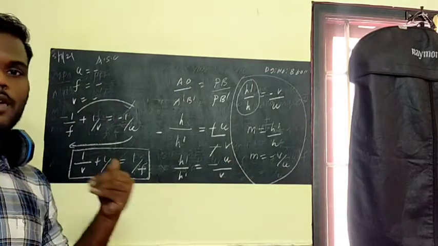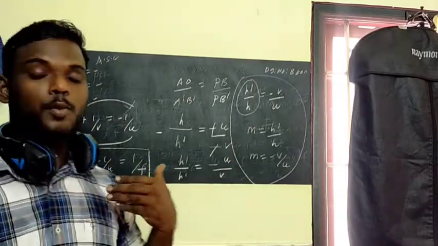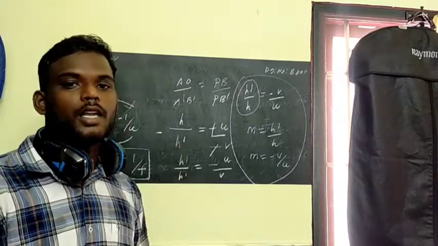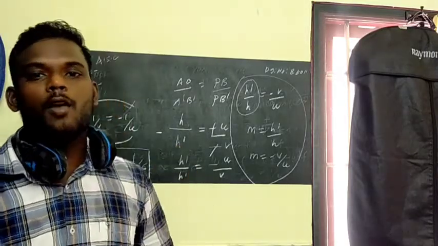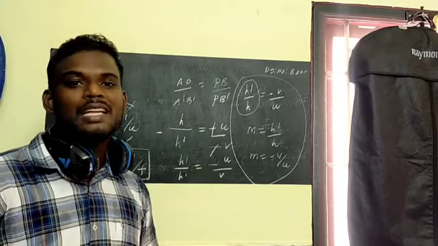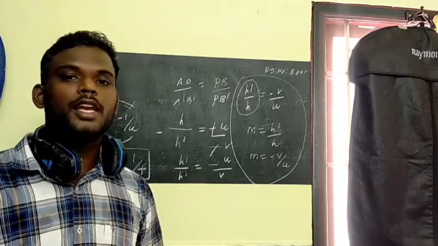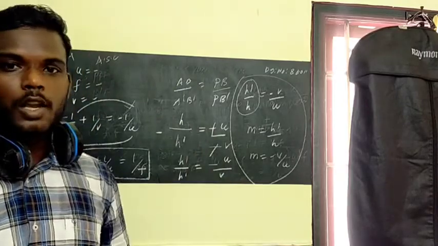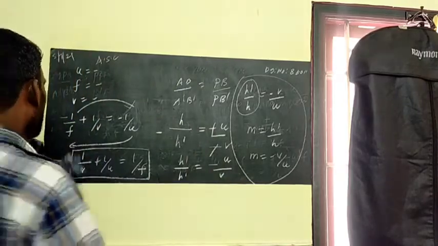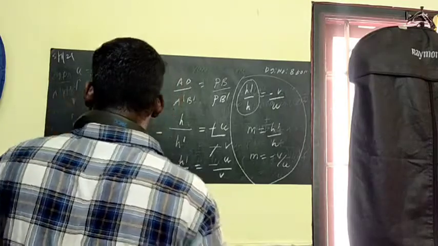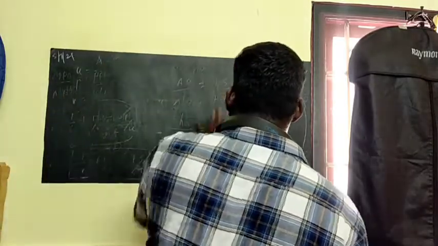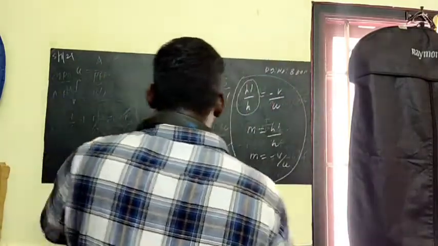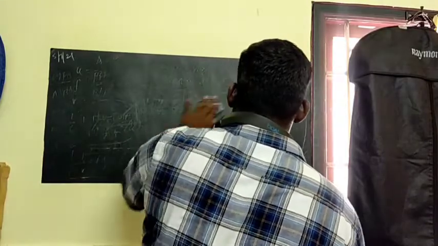If you move the object towards the mirror in the concave mirror, the height of the image will keep on varying. Everything depends on the position of the object we are placing in the concave mirror. Is that clear? So we got the formula m is equal to minus v by u or h dash by h.